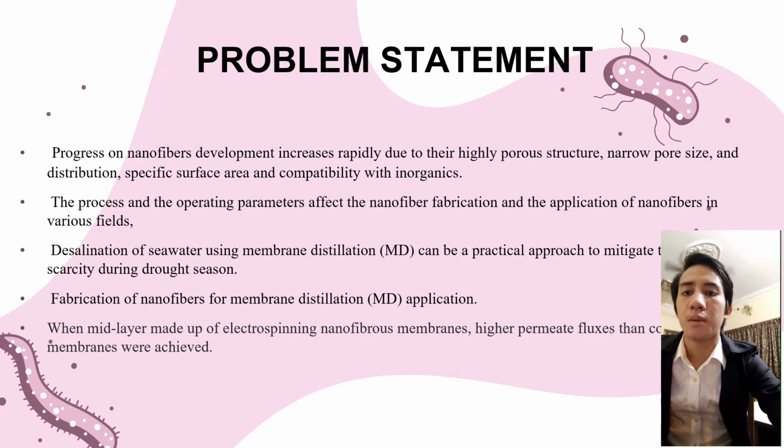The developments of new membrane materials and novel processes have shown that nanofiber can potentially be applied in desalination due to enhanced flux, lower operational pressure, and energy savings. Nanotechnology-based products such as nanoparticles and nanofibers have been introduced to enhance the properties and performance of the membrane derived from conventional polymeric membrane material and conventional phase inversion process. When the mid-layer is made up of electrospun nanofiber membrane, higher permeate flux than conventional membranes was achieved.